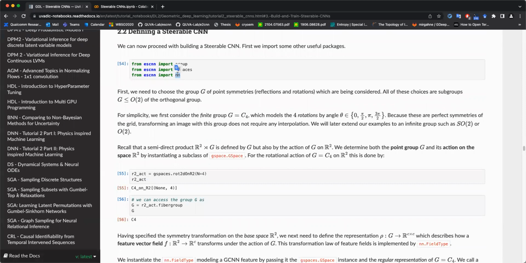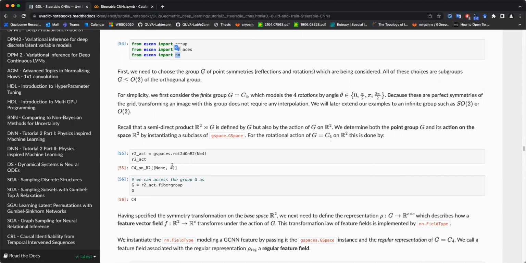And nn is like in PyTorch, this contains the neural network modules. So the first step to define a neural network is defining what G-space we care about, because it's not sufficient to say the group G.